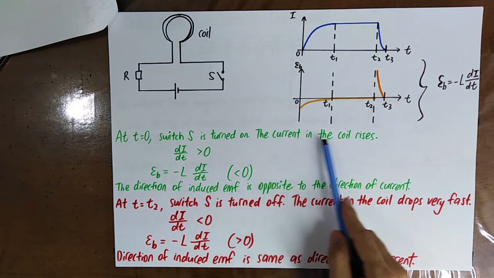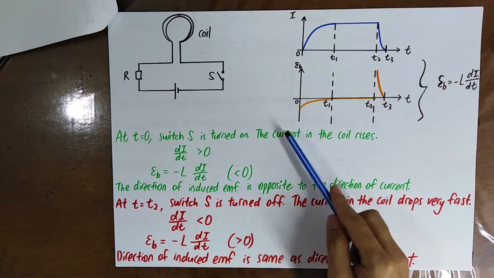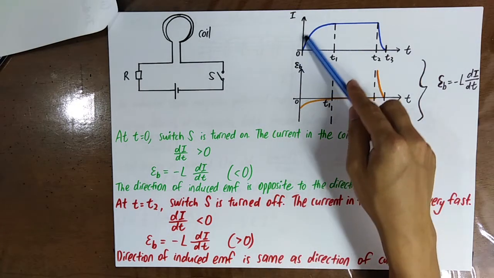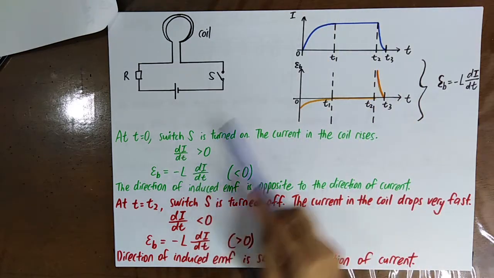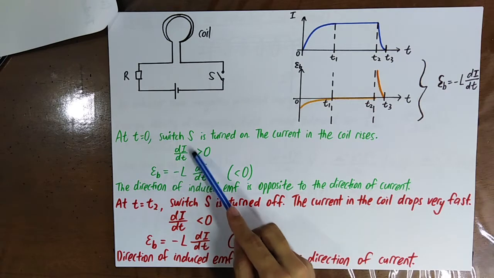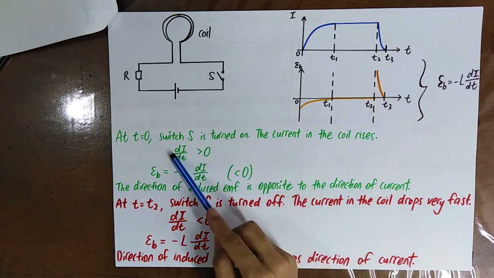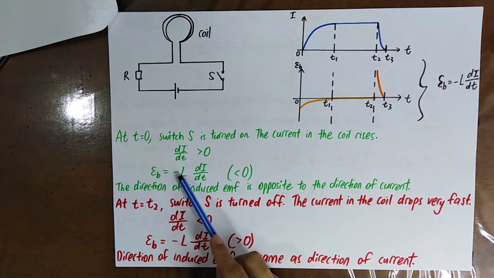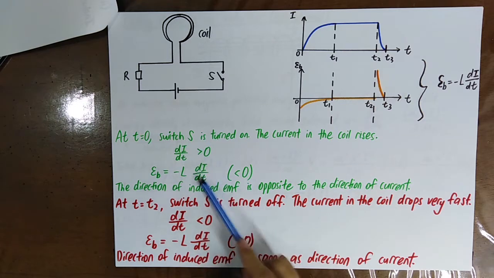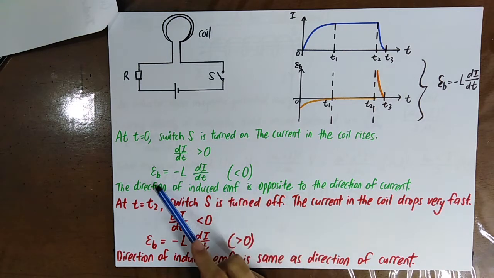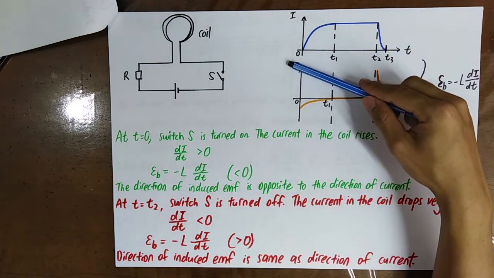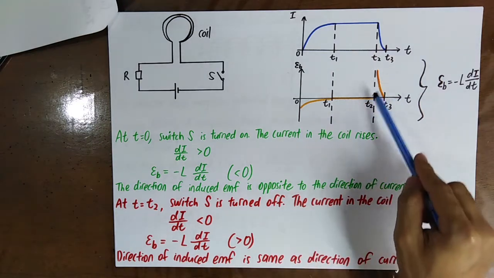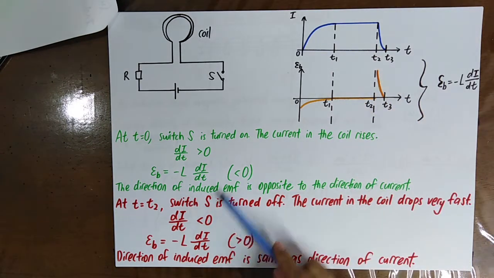So the current in the coil rises. That means the current in the coil increases from 0 to an upper limit value. At this time, di/dt is greater than 0 because i is increasing. So there's a negative sign in the back EMF, and a negative times a positive value equals a negative value. So the direction of induced EMF is opposite to the direction of current when the current is increasing.